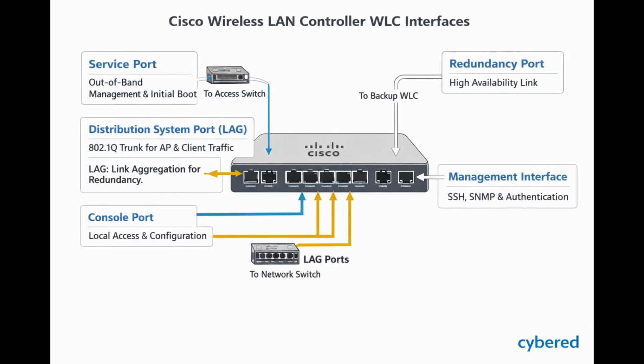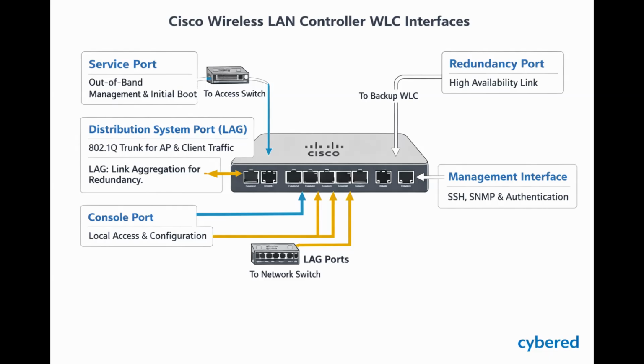Cisco's WLCs use logical interfaces mapped to physical ports. Understanding these interfaces is important for CCNA. So you've got the service port, used for out-of-band management, recovery, and initial boot, connected to a switch access port. The distribution system port carries AP client and management traffic, typically configured as an IEEE 802.1Q trunk. Link aggregation allows multiple ports to function as one logical interface, providing redundancy. The console port is used for local access, recovery, and initial configuration.